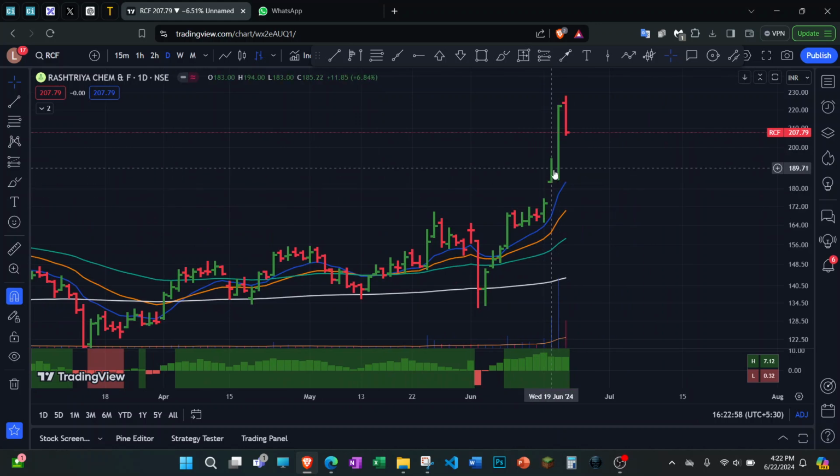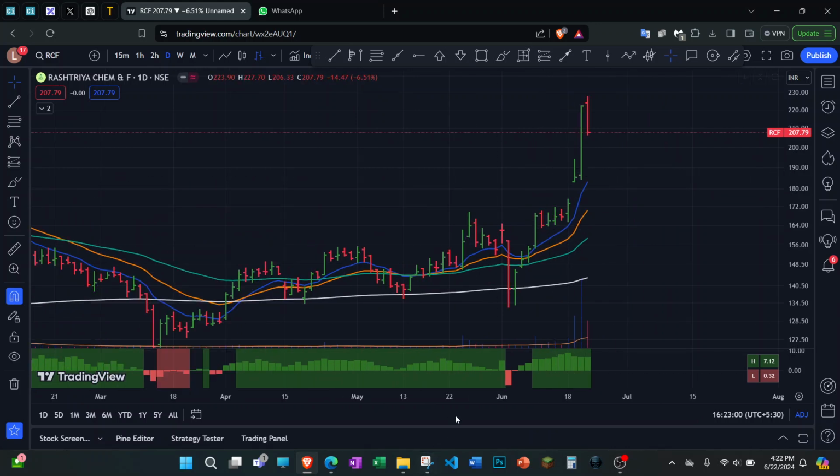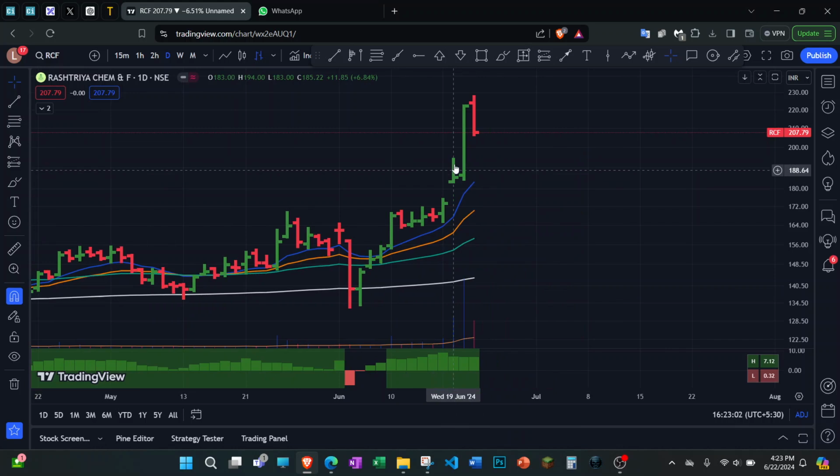There was a small gap up, although the candle was not that good, and many people might have missed it because of this particular candle, because it was kind of a reversal from the previous 52-week high region, and the closing was not that great.